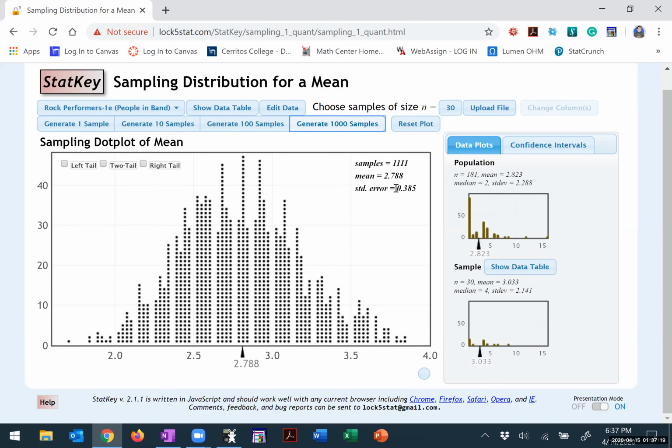Now it's telling me the standard error is 0.0385. So what would be 2 standard errors away from this mean? Let's plug that into a calculator. I'm going to go 2.788 plus 0.0385 times 2, and I get 2.865.